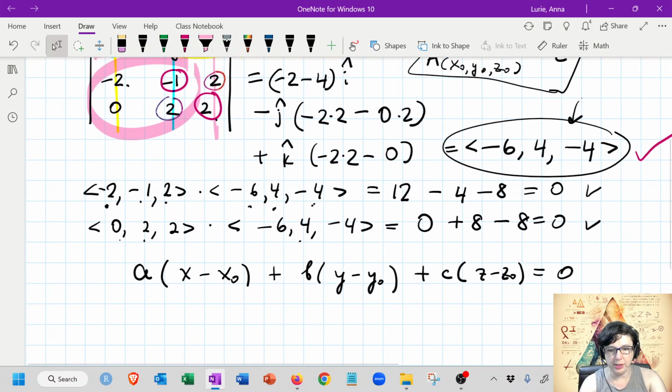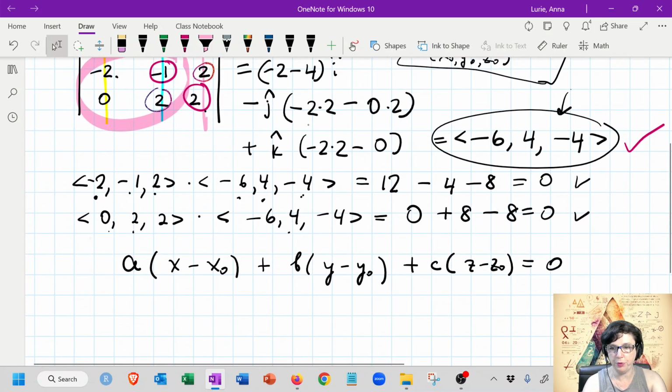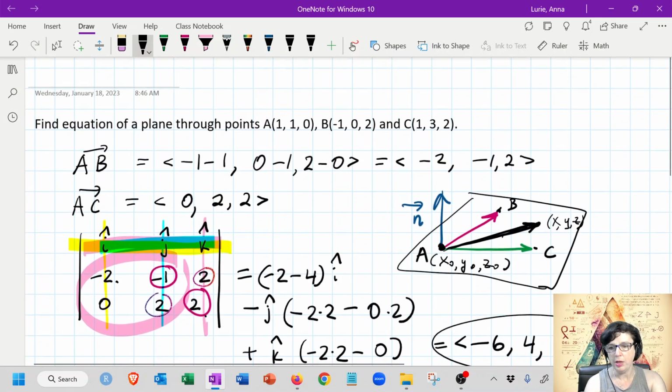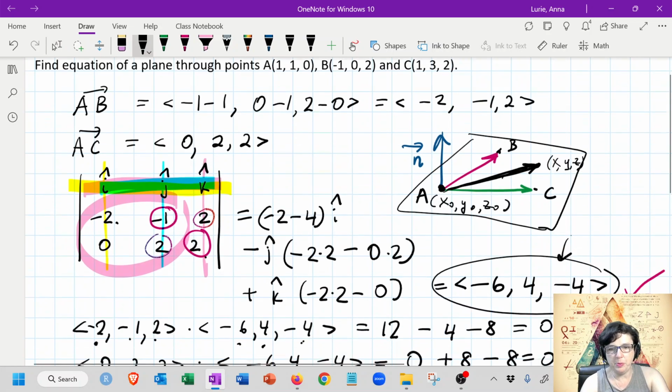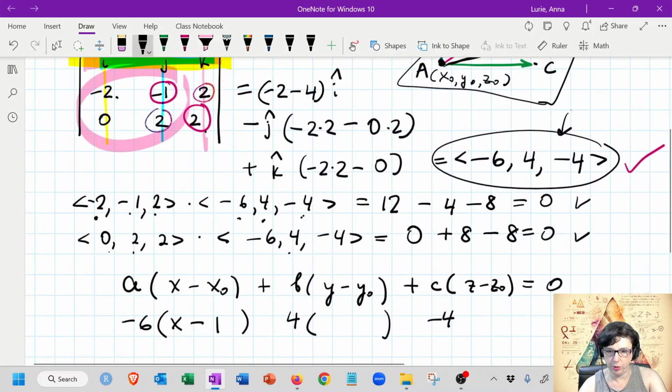So, okay, what is this ABC? That's the normal vector. Those are the components of the normal vector, which we found. That's negative 6, and that's 4, and then that's negative 4. And so we just have to do x minus x0. If you're asking me what is x0, well, I decided that's the A coordinates. Can I pick B or C? Sure, go for it. It doesn't matter. I picked A just because it's easier. Once you simplify it, it really will make absolutely no difference.